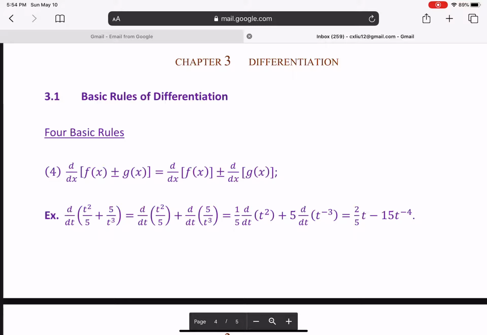For example, the derivative of t squared over 5 plus 5 over t cubed is equal to the derivative of t squared over 5 plus the derivative of 5 over t cubed. We use the power rule for each part. We can take out 1 over 5 from the first part to get 1 over 5 times the derivative of t squared, which is 2t, plus 5 times the derivative of 1 over t cubed, which is t to the negative 3. And then we get 2 over 5 t minus 15 t to the negative 4. All right.